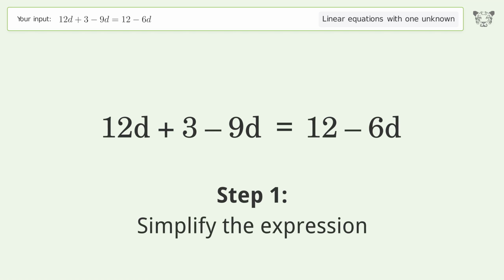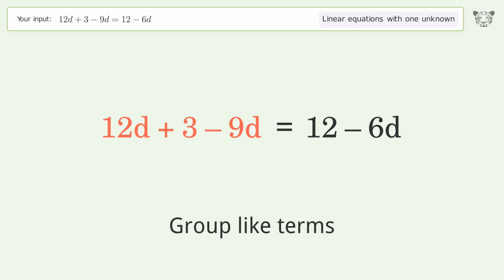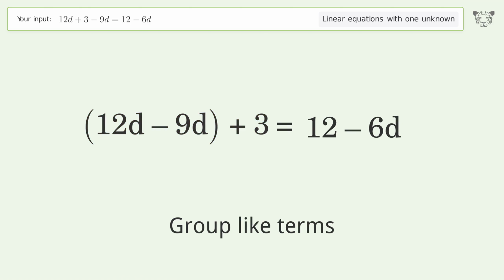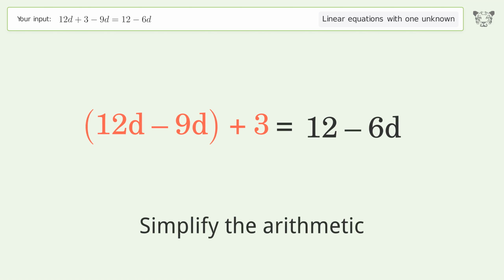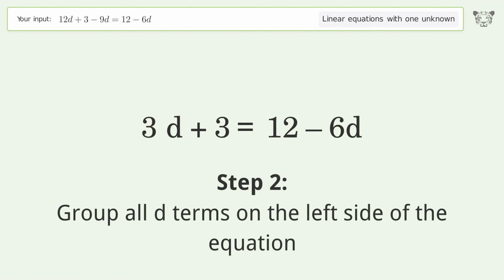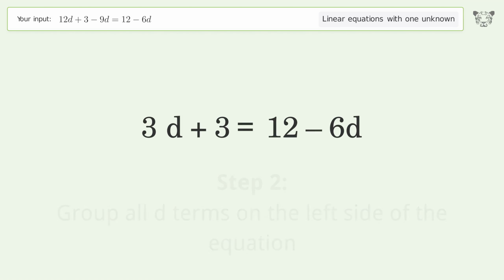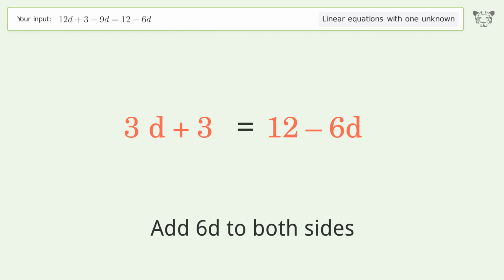Simplify the expression. Group like terms. Simplify the arithmetic. Group all d terms on the left side of the equation. Add 6d to both sides.